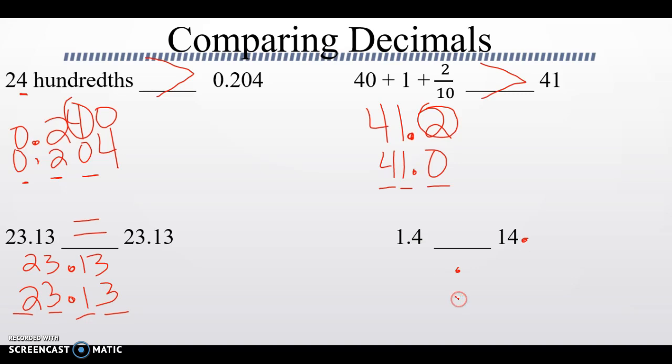First step, you line your decimal points up, write in your numbers as they are shown. Fill in empty places with a 0. Start at the left. 1 is greater than 0. So, okay.